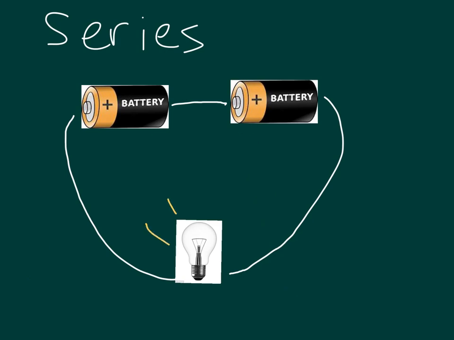Speaking of, right now this light bulb would be lit, and it'd be very, very bright because there are two battery sources right there. And since there's only one path in a series circuit, if there was a break in this circuit, then there would be no other path for the electric current to flow through. So basically, like we talked about with the Christmas lights, if one light went out in a series circuit, all the lights would go out.